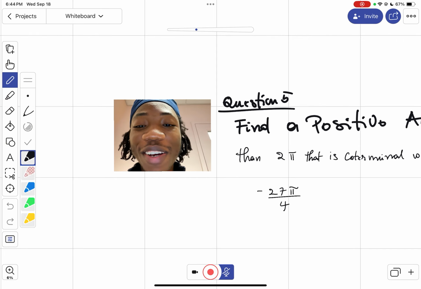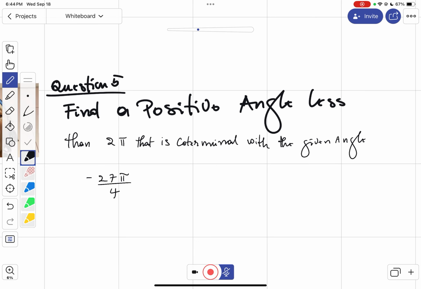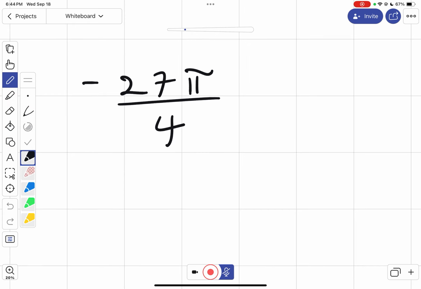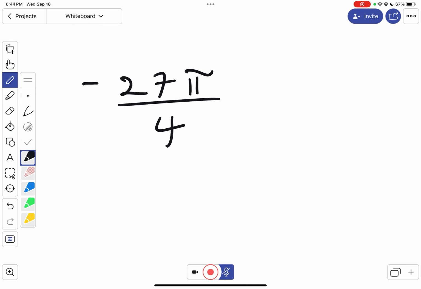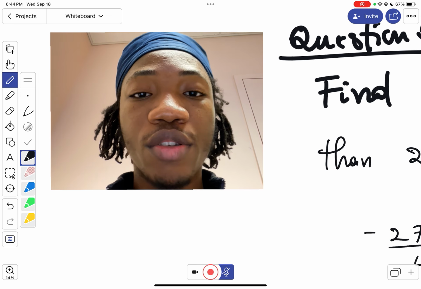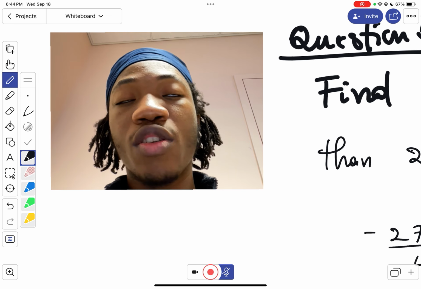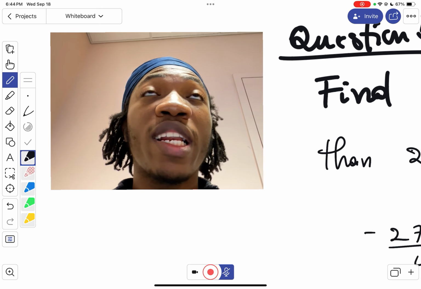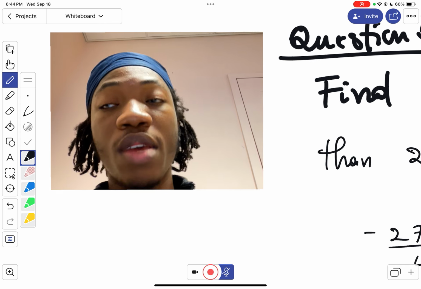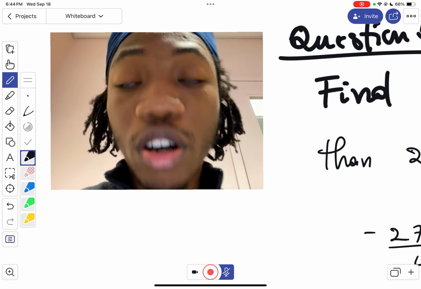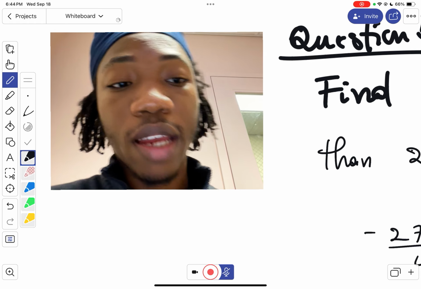So, question number 5 asks us to find a positive angle less than 2 pi that is coterminal with the given angle, and they gave us the angle in radians. So the thing that you guys need to know when it comes to this kind of exercise is that we're gonna do subtracting. We're gonna try to find an angle that is positive and also less than 2 pi. So we're gonna do subtracting again.